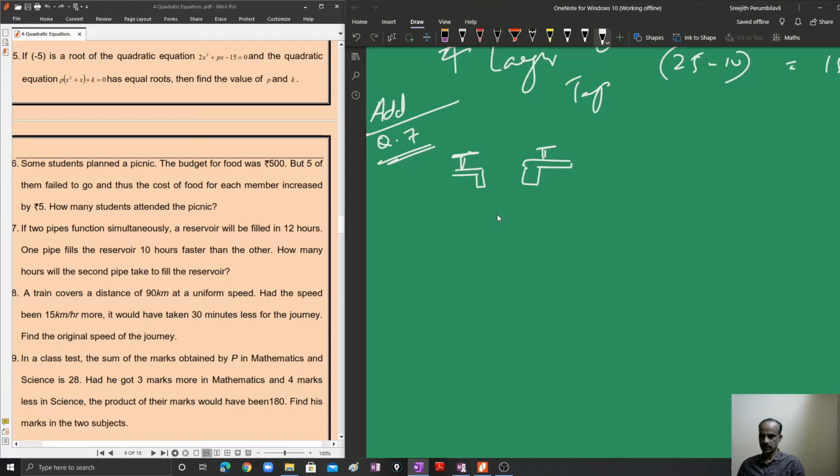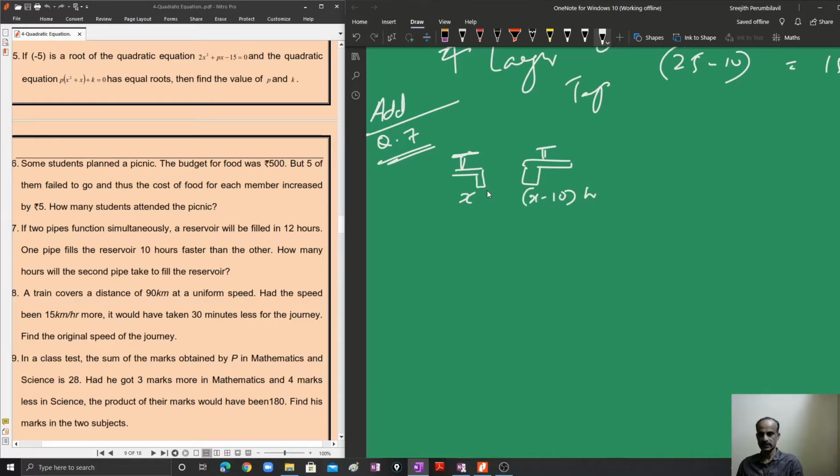10 hours faster. Time taken is less, time taken is not more. So suppose this takes x hours, this again takes x − 10 hours.